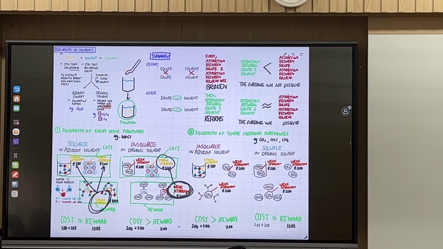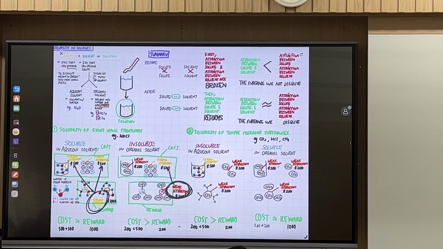So this is rather complicated. If this is too much math for you, just remember that ionic structures and simple molecular substances have opposite solubility. One is soluble in water but insoluble in organic solvent. The other is insoluble in aqueous solvent but soluble in organic solvent. And what about giant covalent structures? Giant covalent structures are insoluble in both aqueous and organic solvent.